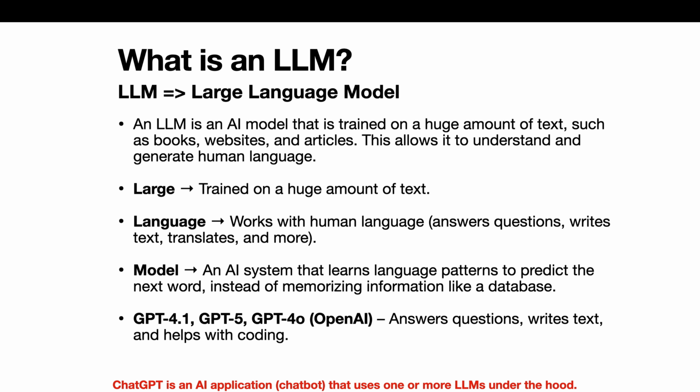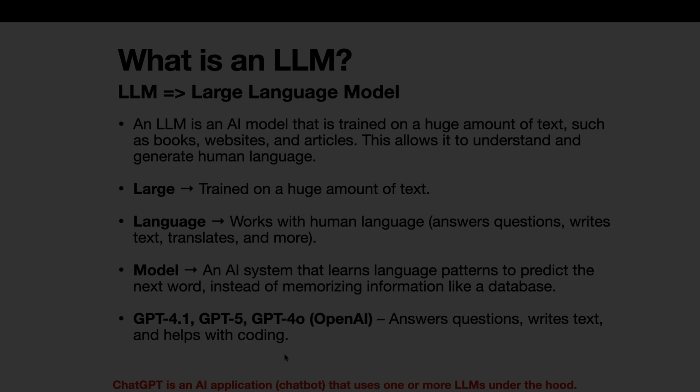There's an important note. ChatGPT is an AI application that uses one or more LLMs under the hood. So you have to know that there is a difference between GPT and OpenAI and ChatGPT. GPT is the model name. For example, GPT 4.1, GPT 5, or GPT 4o. That's the model, that's the LLM. OpenAI is the company that created that model. And ChatGPT is an AI application. It can be a website or mobile application.